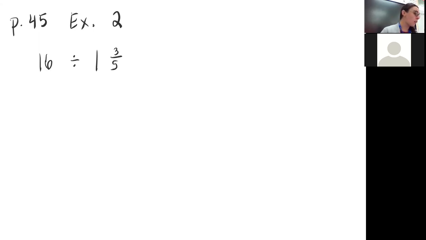We're going to be reviewing what we did in class today, and we were continuing to divide with fractions, but we were incorporating mixed numbers now. So we were talking about how to make a mixed number into an improper fraction. And this example is kind of putting everything that we've been talking about this week together.